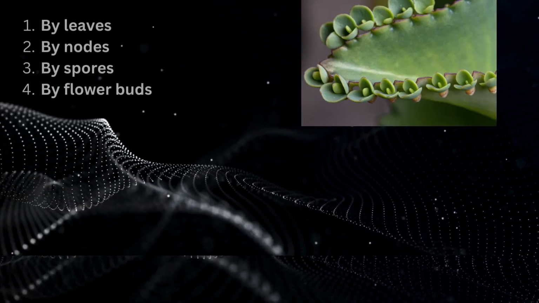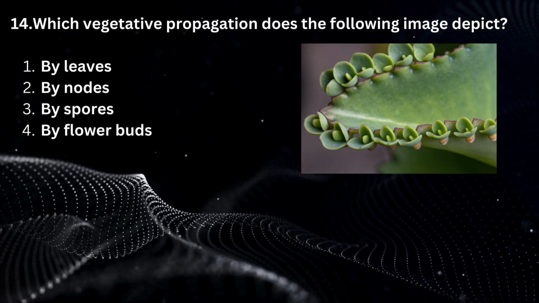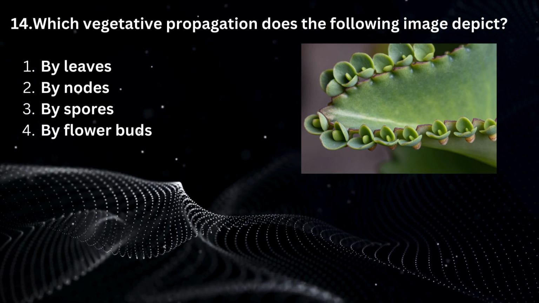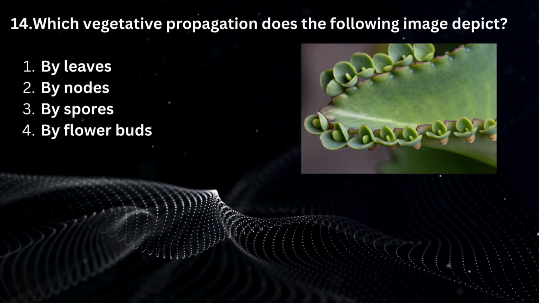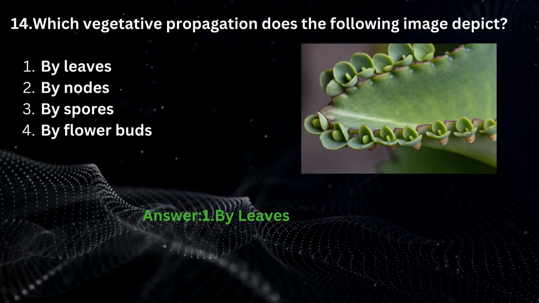Tuber. Question number 14, which vegetative propagation does the following image depict? 1. By leaves. 2. By nodes. 3. By spores. 4. By flower buds. The answer is 1. By leaves.